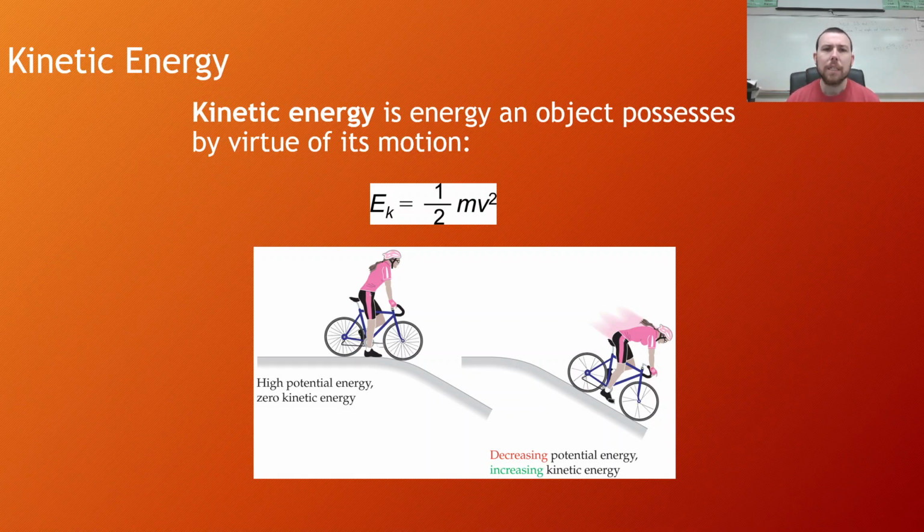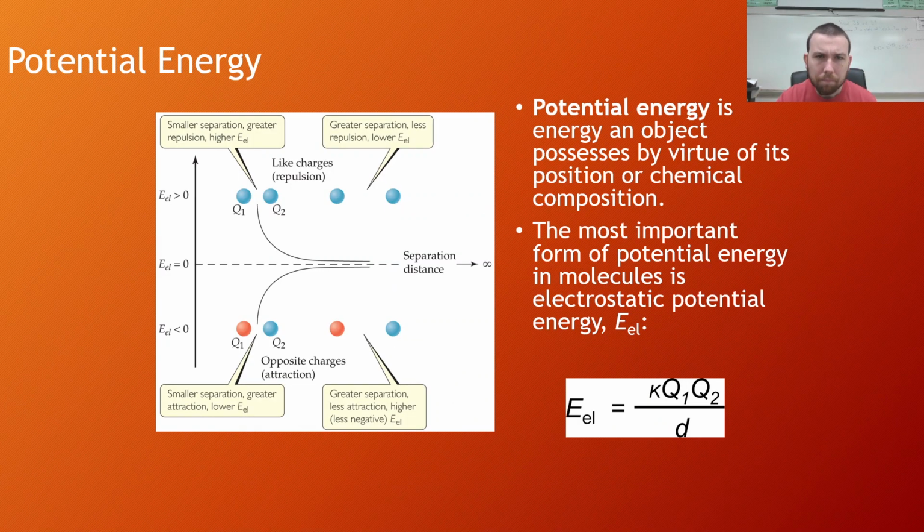In this particular example, you've got the bicyclist in the first portion of the picture, where she is simply sitting at the top of the hill. She's got lots of potential energy, no kinetic energy. As she's going down the hill, her potential energy is decreasing and her kinetic energy is increasing. Kinetic energy is the energy that an object possesses as it's moving. That's the big idea there.